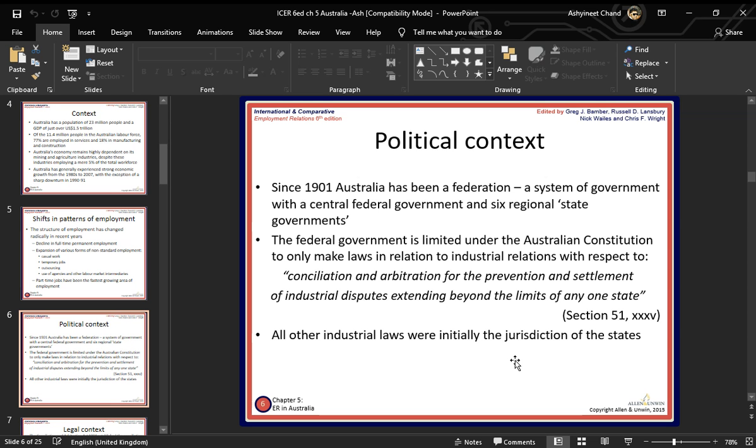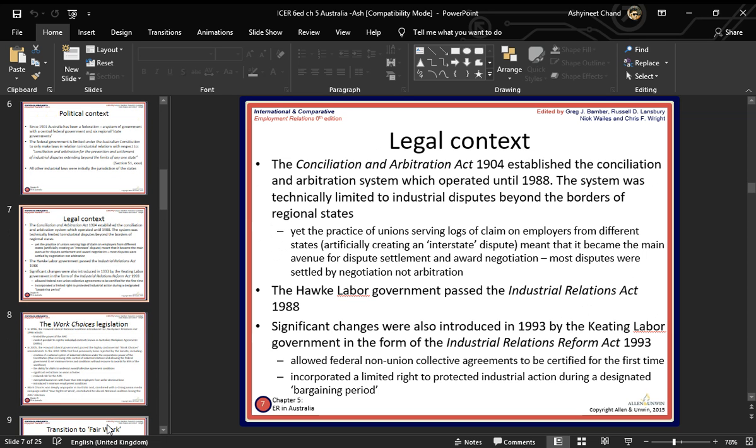All other industrial laws were initially the jurisdiction of the states. So the federal government does not have much power in industrial relations. It only had some conciliation and arbitration for the prevention of disputes. That's it. But now it has changed a lot.